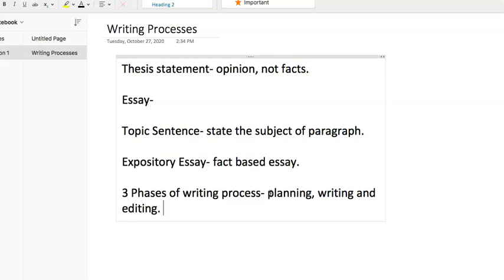You could get asked a little bit more detail about that as a possible multiple choice question. For example, which phase is the outline in? Is that planning, writing, or editing? The answer on that one, the outline, is part of the planning stage. Another one, proofreading. Proofreading is part of the editing stage. Those are probably the 2 most common questions about the 3 phases of the writing process. But you do want to know that it's planning, writing, and editing, and that it's done in that order.